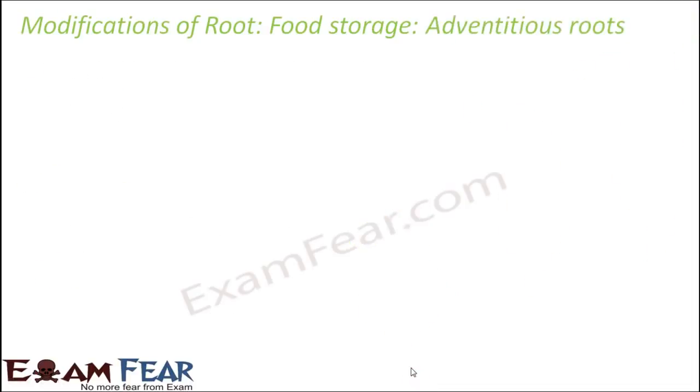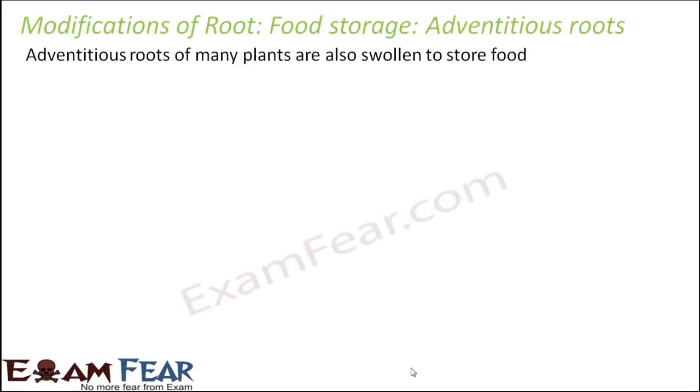Now let us look at how the adventitious roots are modified to store food. Adventitious roots of many plants are also swollen to store food. Okay, so let us look at some of the examples of adventitious roots. Now let us look at the different types of adventitious roots which are modified to store food. The first one is tuberous.